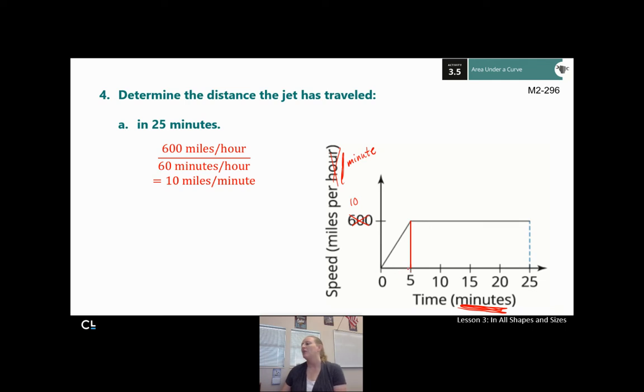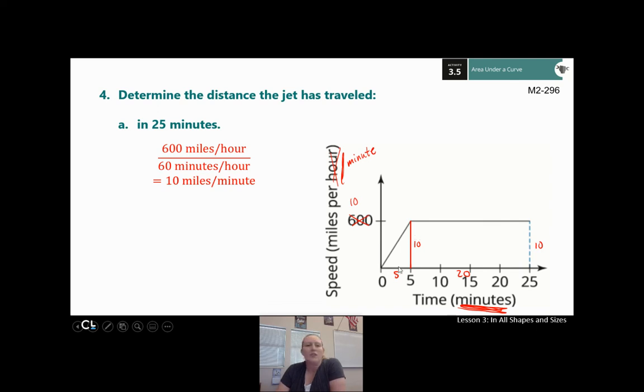Now I can see that for my triangle, the base is 5. The height is 10 miles per minute. For my rectangle, what is my base? 5 to 25, that's a difference of 20, right? So for my rectangle, my base is 20 and my height is still 10 miles per minute.